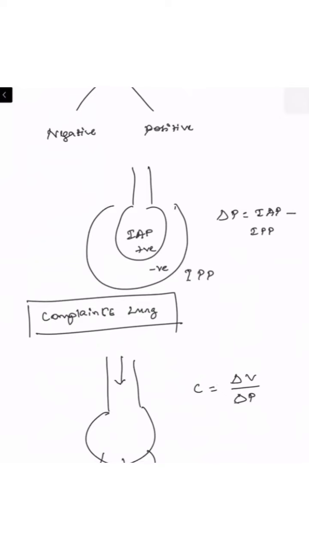The negative pleural pressure is the basis behind the positive compliance in most human beings. Normally, during inspiration, the intercostal muscles contract, which pulls the chest wall, causing expansion of the chest wall.